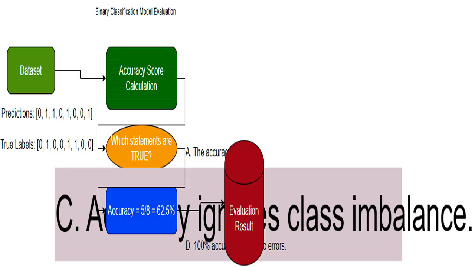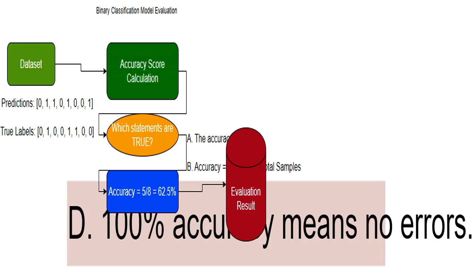This statement means that the accuracy score doesn't care if there are more examples of one class than another. I am calculating the percentage of correct predictions, regardless of whether those correct predictions came from class 0 or class 1. This is a simple statement. A perfect score means every prediction is exactly correct. If my model achieves 100%, this means that there are no mistakes.